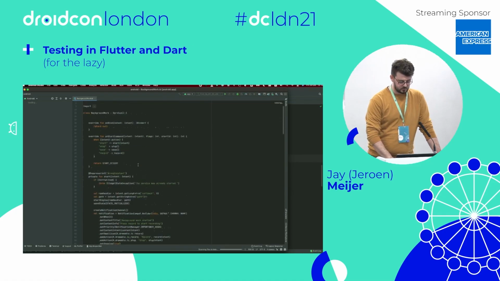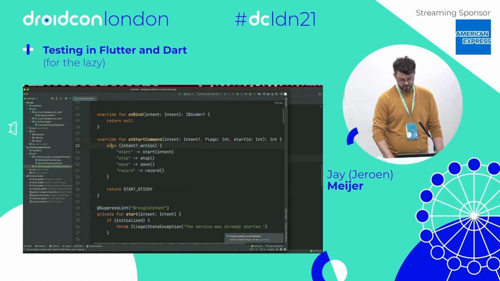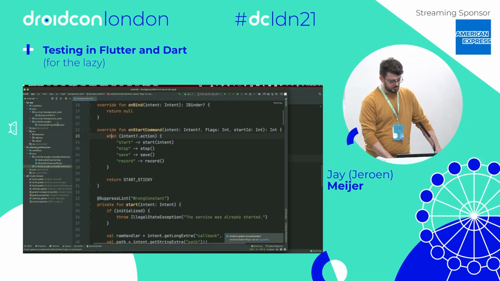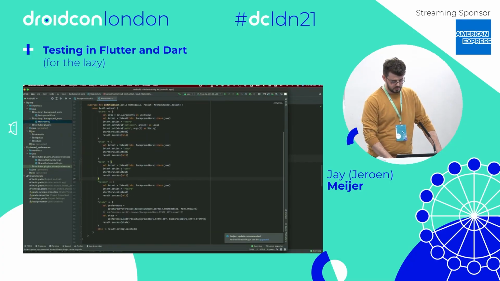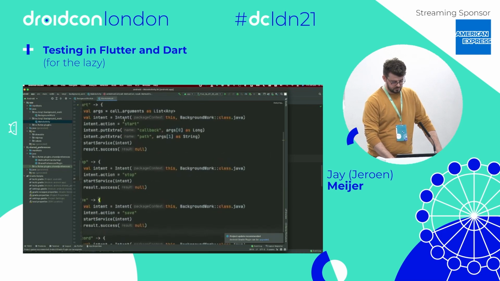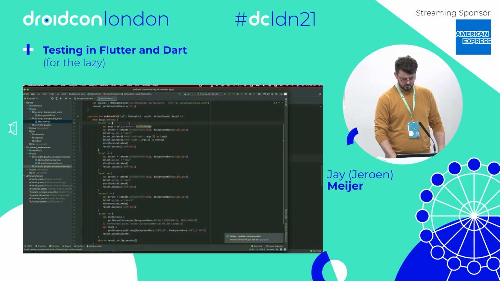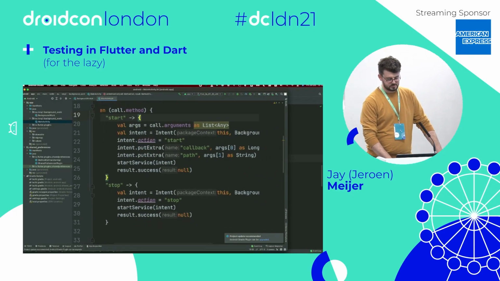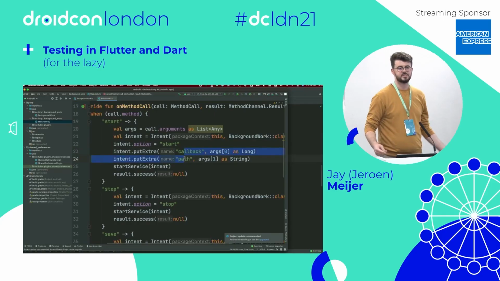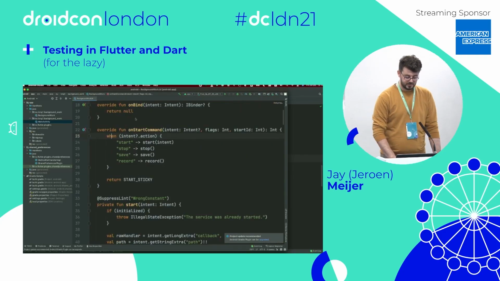So this is a normal service that I register here. The method call is very simple in what it does. So the start method is here, it creates a simple intent that puts the two values that we sent, the callback and the path, and just starts the service. So nothing too fancy here. Now on this side, this is where it gets interesting.